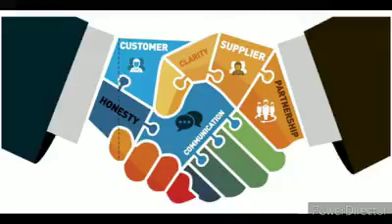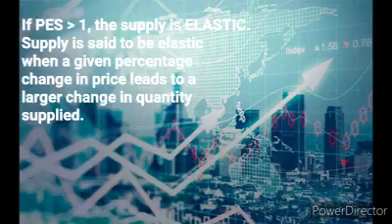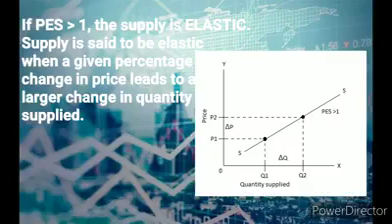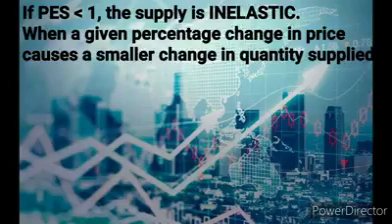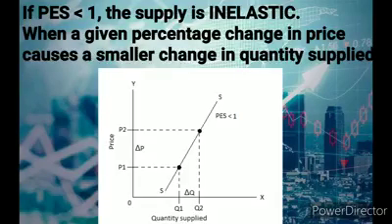And for each, graphs are provided for us to see what the supply curve will look like. Number 1. If PES is greater than 1, the supply is elastic. Supply is said to be elastic when a given percentage change in price leads to a larger change in quantity supplied. Number 2. If PES is less than 1, the supply is inelastic when a given percentage change in price causes a smaller change in quantity supplied.